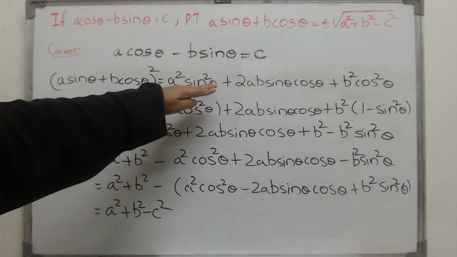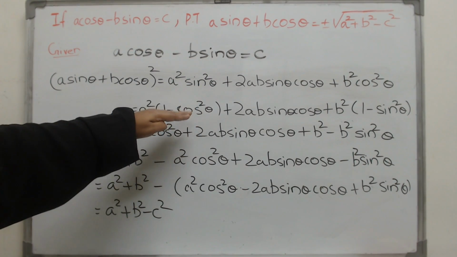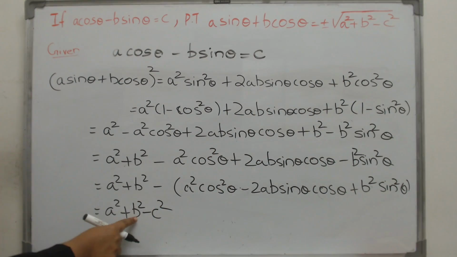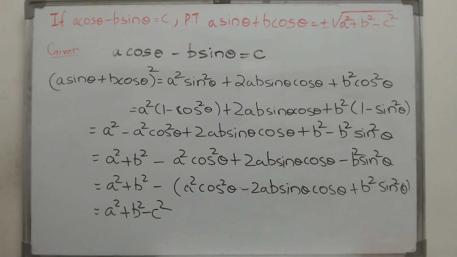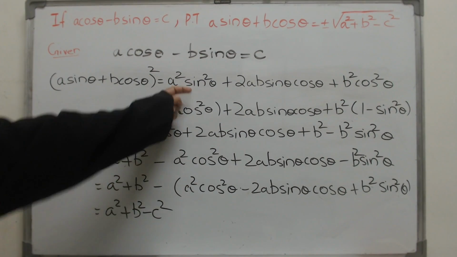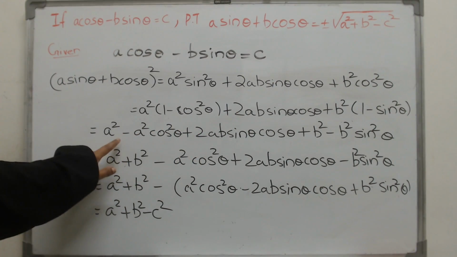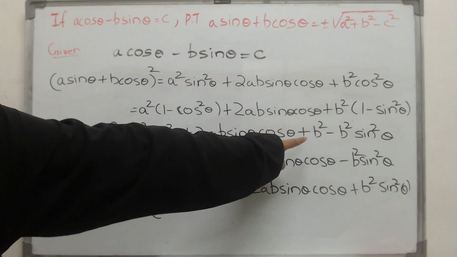You will get that only when you put, instead of sin square theta, 1 minus cos square theta. Similarly, from this term, finally we need to get a plain b square. How will you get a plain b square? Only if you have a one term, only then you will get it. So instead of sine square theta, substitute it like this and then open the brackets. See, you have got a plain a square and you got a plain b square.